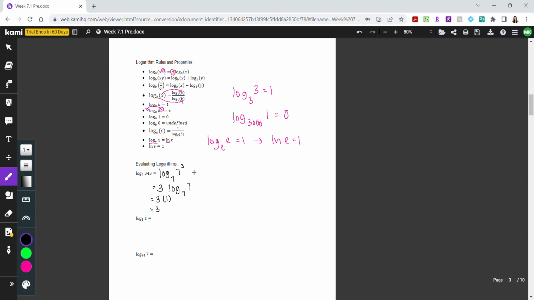Now on to the next one. We have log base 5 of 1. Immediately I know this is going to be 0 because of the 1 that's here. Remember, it's a given. If it's a 1, it will immediately equal 0.